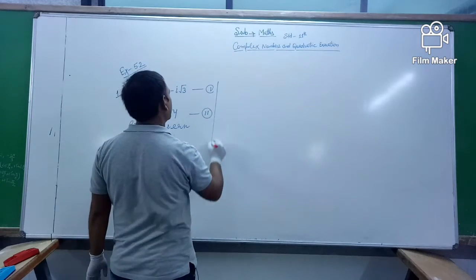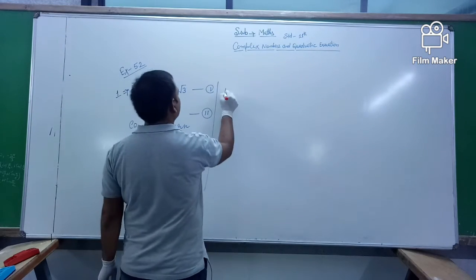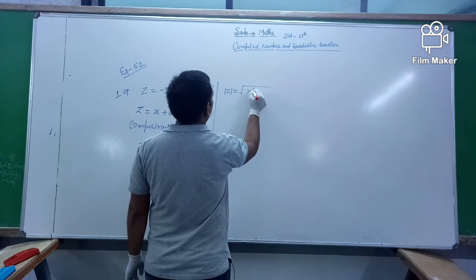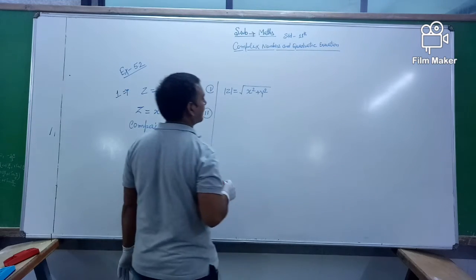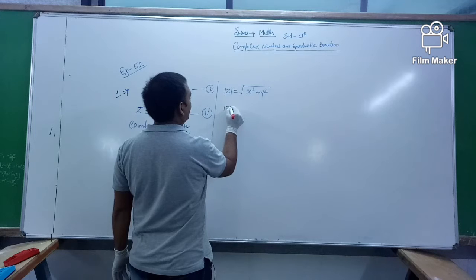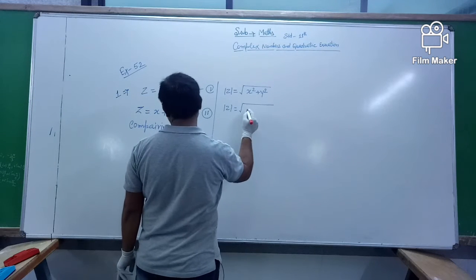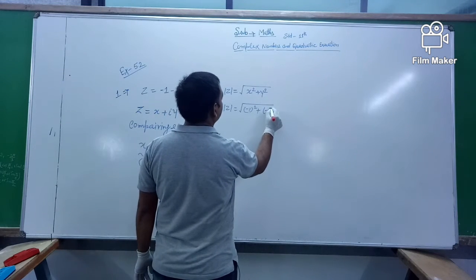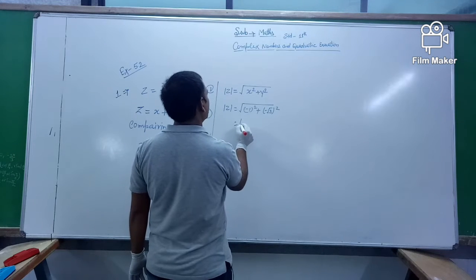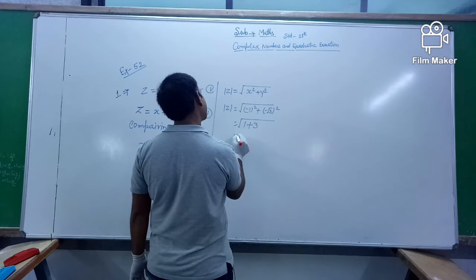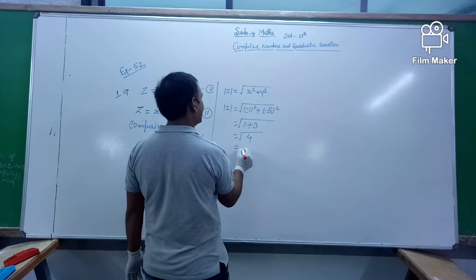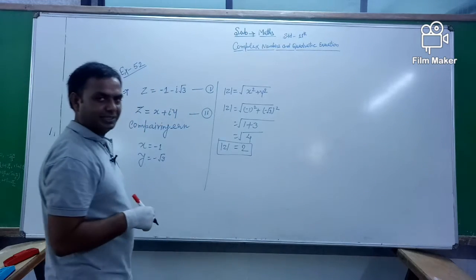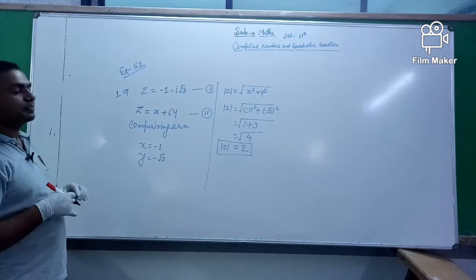Then the value of mod z, that is the modulus, is under root x square plus y square. Mod z is equal to under root of x, that is minus 1 square, plus y, that is minus under root 3 square. So this is under root 1 plus 3, which is equal to under root 4, that is equal to 2. So mod z is equal to 2. This is the modulus.